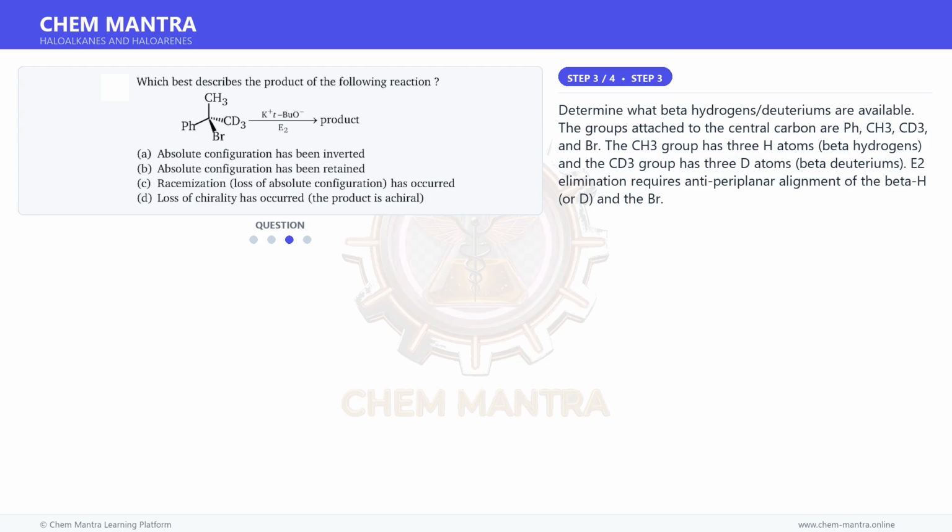Determine what beta hydrogens or deuteriums are available. The groups attached to the central carbon are Ph, CH3, CD3, and Br. The CH3 group has 3 H atoms, beta hydrogens, and the CD3 group has 3 D atoms, beta deuteriums. E2 elimination requires antiperiplanar alignment of the beta H or D and the Br.